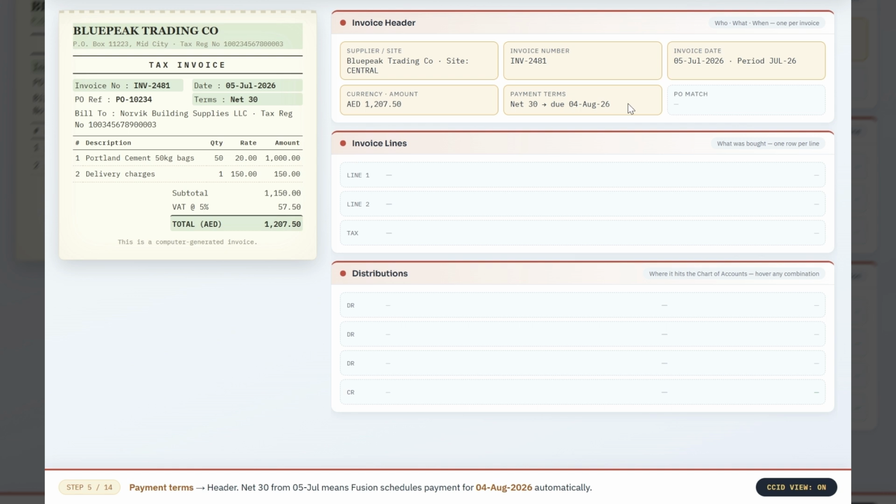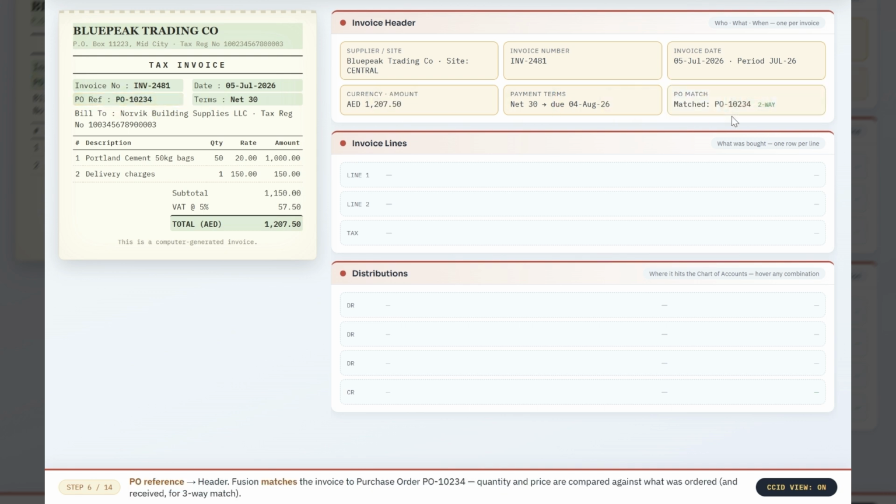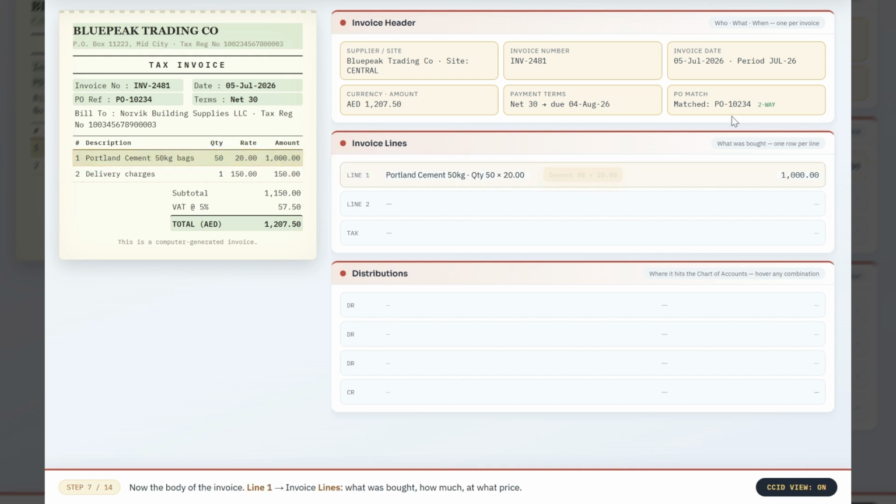Payment terms. Net 30 from the 5th of July means Fusion automatically schedules payment for the 4th of August. And the PO reference. Fusion matches this invoice to the purchase order. Quantity and price are compared against what was actually ordered. This is the famous two-way and three-way matching. Now the body. Line 1, cement. What was bought, how much, at what rate.